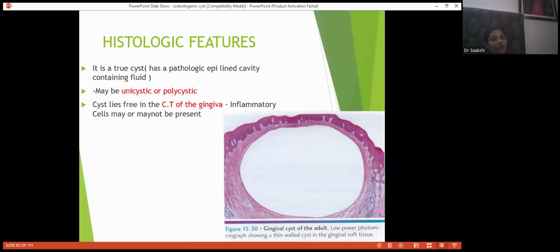Histologically, again, it's a tooth cyst, so it has a pathological epithelial lined cavity which contains fluid. It can be unicystic or polycystic. Now, the cyst lies free in the connective tissue of the gingiva. Inflammatory cells may or may not be present.